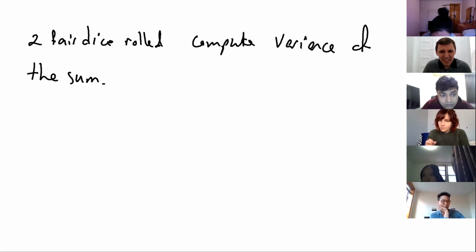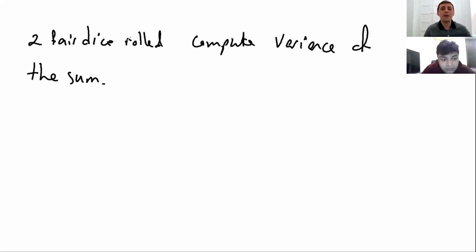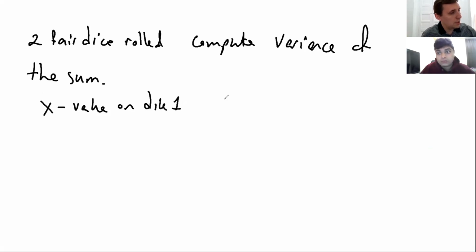All right, so I suppose 3 people have calculated it. Let's see how that's done. Well, I hope you calculated it. So first of all, we have X, the value on die 1, and Y, the value on die 2, yes?